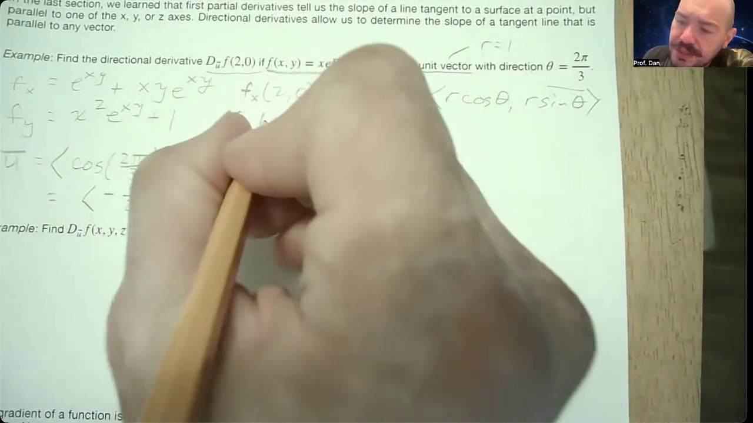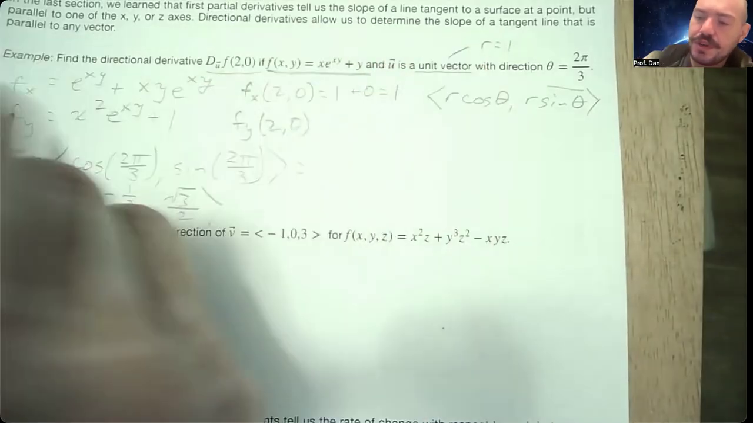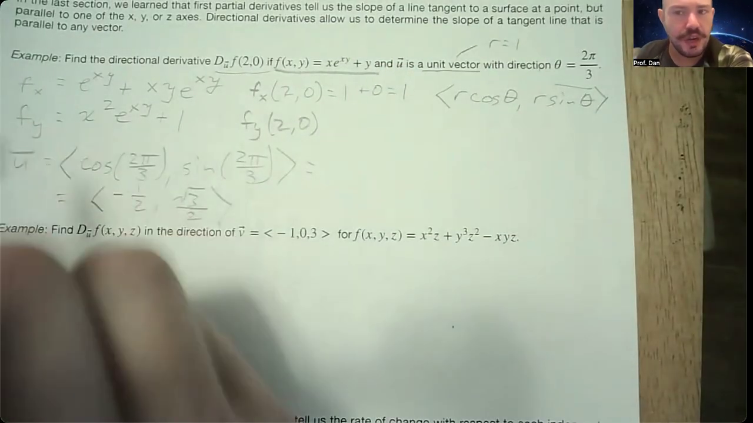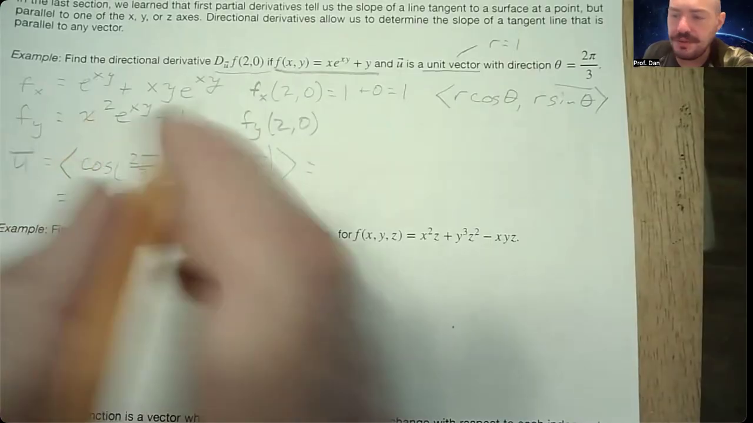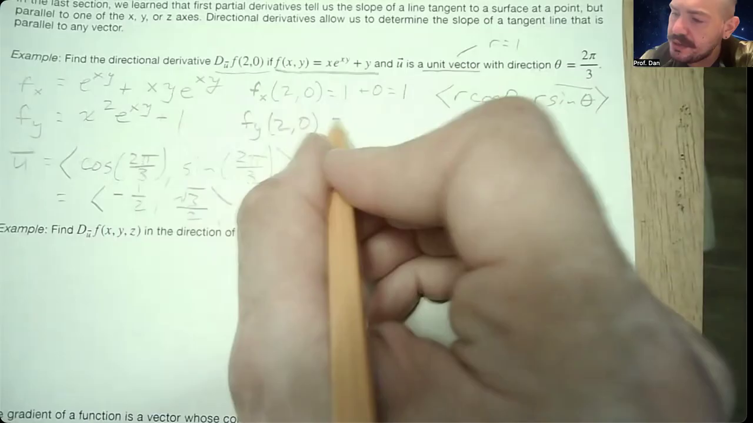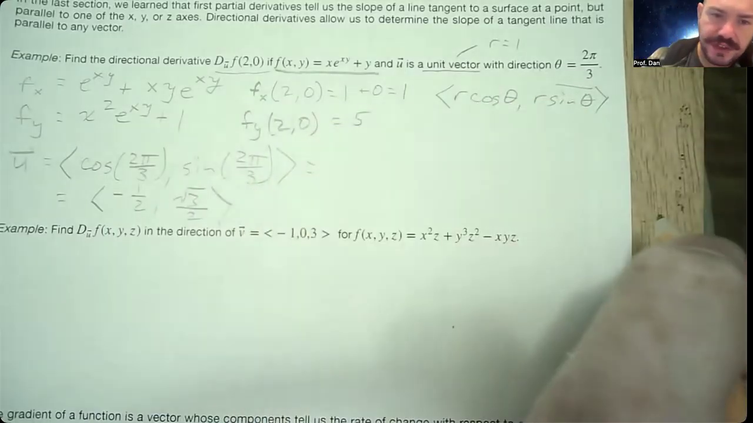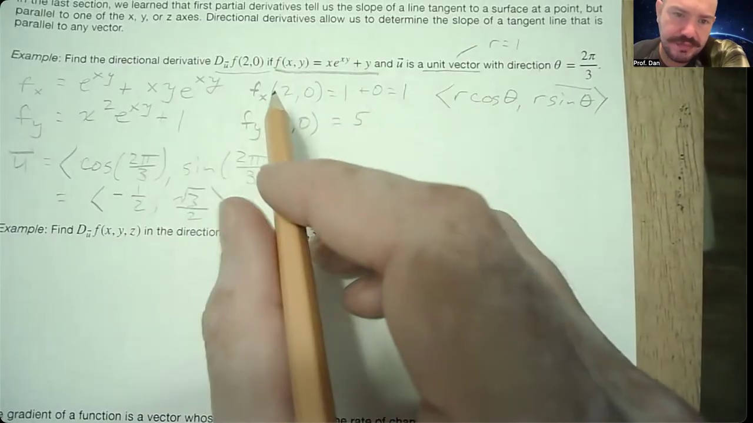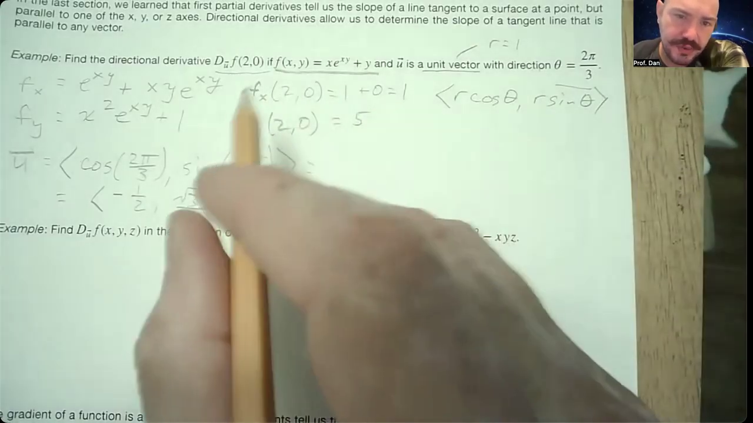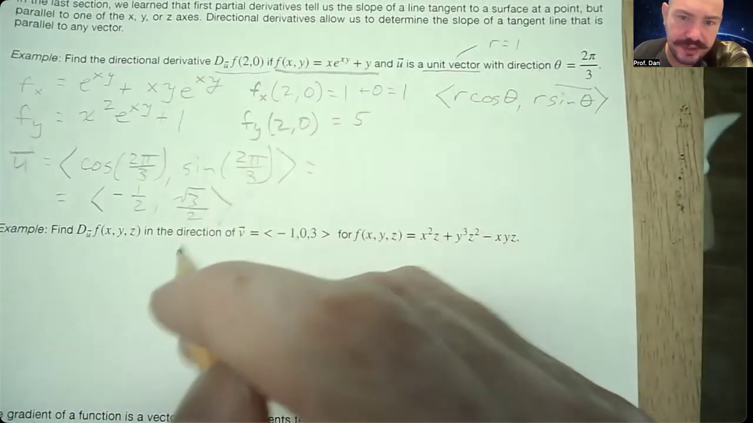In a similar way, we can plug 2 in for x and 0 in for y into the partial with respect to y. So 2 squared times e to the 0, that would be 4 plus 1, which gives me 5. So now I know that fx is 1 at this point and fy is 5 at this point.